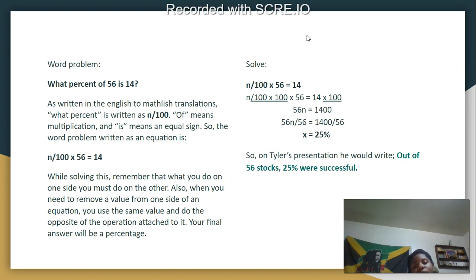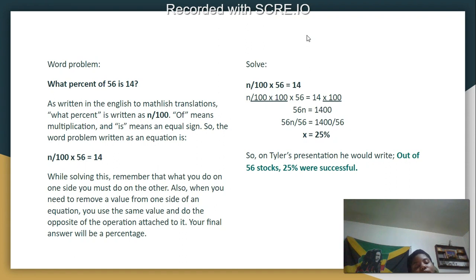Since the two 100s would cancel out each other because they are two opposite operations, you would only be left with n at the end. And since you did times 100 on one side, you have to do times 100 on the 14 side. So the answer on that side would be 1400. And so on our first side, you would be left with n times 56. You can rewrite that as 56n.